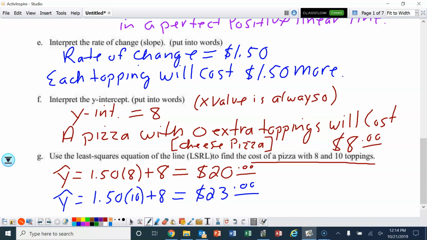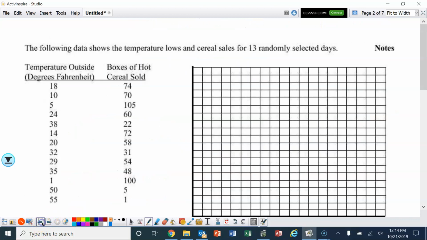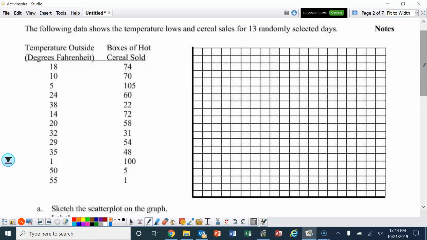Now, let's apply it to a different problem where the dots are not going to be perfectly straight. All right, so the following data shows the temperature lows and cereal sales for 13 randomly selected days. So hot cereal sales, that would be like oatmeal, okay, different things like that. All right, so temperature outside and boxes of hot cereal sold.